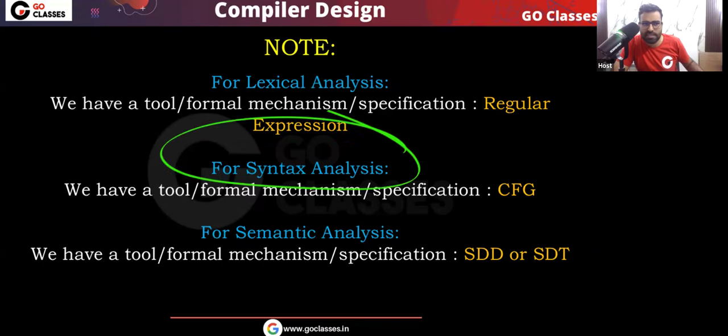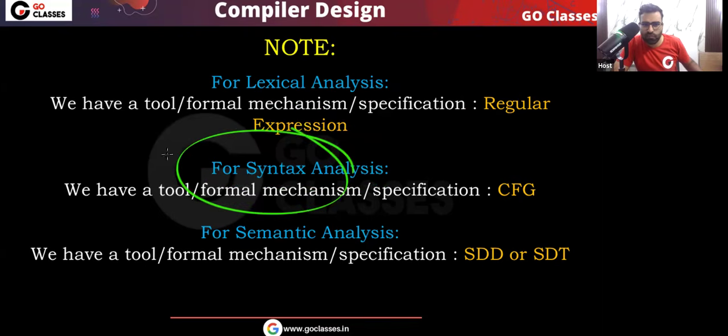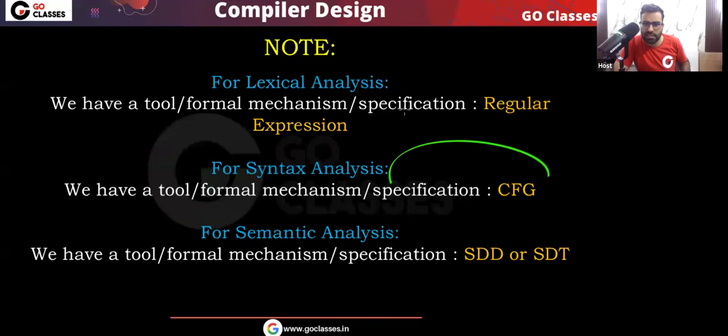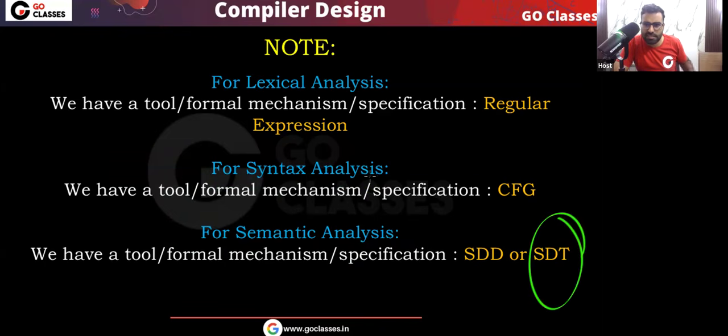Similarly, the syntax analyzer, or the parser, for the purpose of syntax analysis, uses a formal mechanism or specification, that is context free grammar. Similarly, the semantic analyzer, for the purpose of semantic analysis, uses a formal specification or mechanism, that is SDD or SDT. These are different. In the previous lecture, we already studied SDT, the syntax directed translation scheme. In this lecture, we will study syntax directed definition.